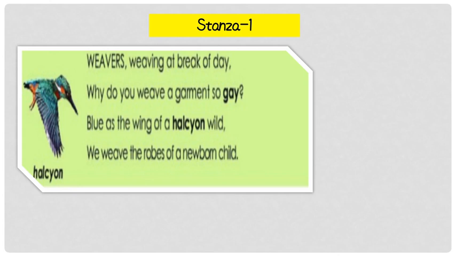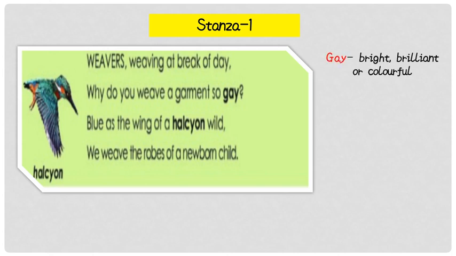Okay, so now the weaver replied to the poetess, we weave the robes of a newborn child. What did the weaver reply? The weaver replied, no, we are making the robes. Robes means clothes, or you can say garments. For whom? For the newborn child. That means the child who will be born. Okay, for them we are making these clothes. Hope you understood. I explained this much only in my previous class.